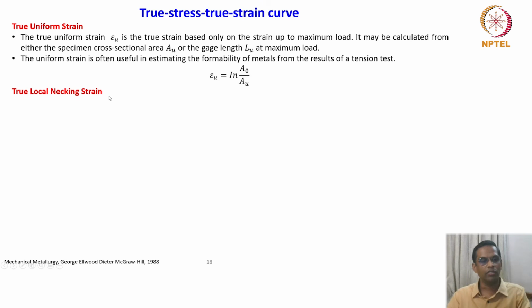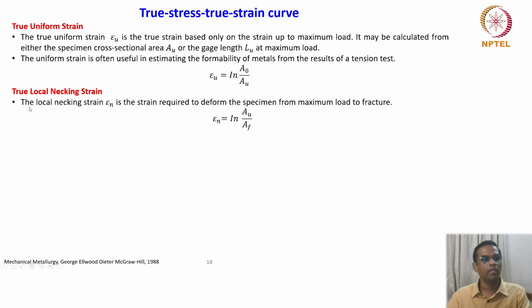True local necking strain. What is that? The local necking strain epsilon n is the strain required to deform the specimen from maximum load to fracture. So epsilon n is equal to ln AU divided by AF.